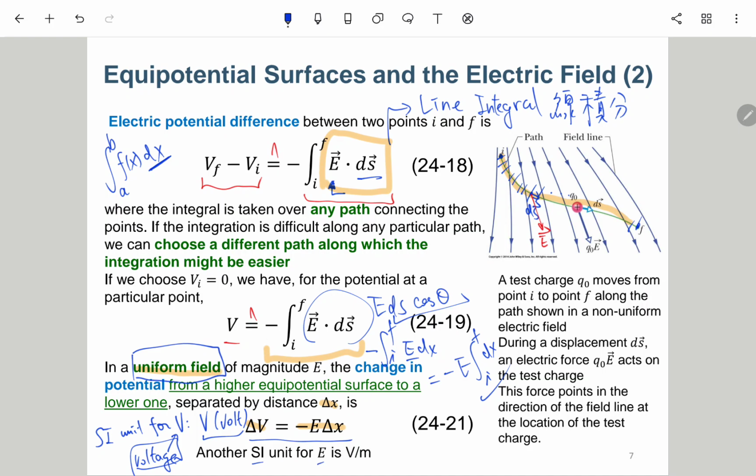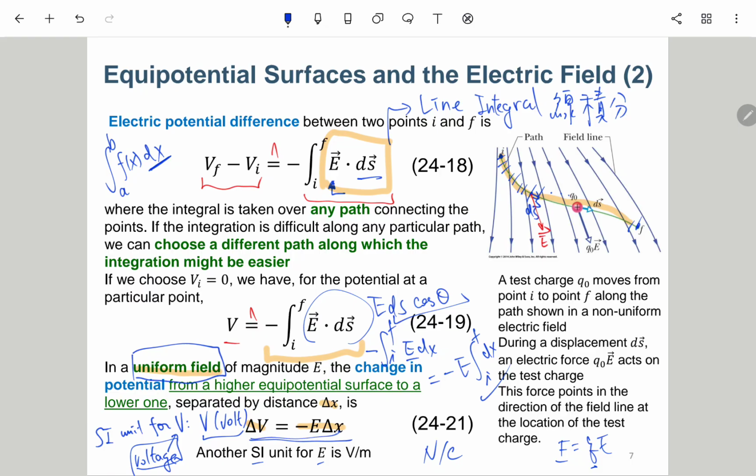Okay, so in this way, according to this equation, we have another SI unit for E. Okay, so if you have already practiced chapter 22, chapter 23, you should remember that the SI unit for E will be N over C, because we have F equals QE. Okay. So this is Newton, this is Coulomb. Okay, so E will have a SI unit of Newton per Coulomb.